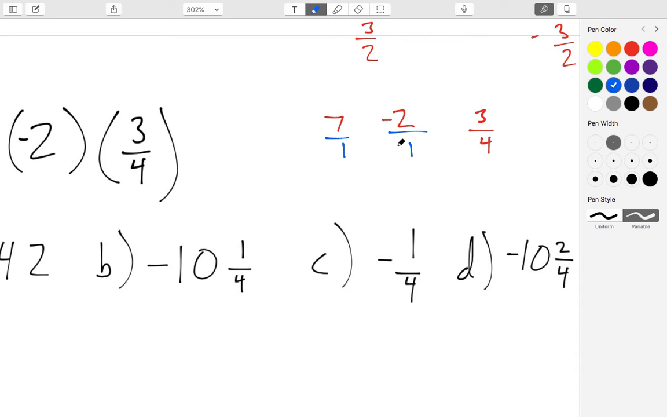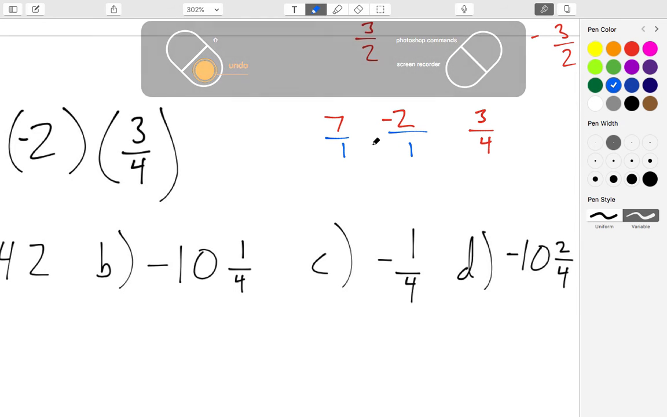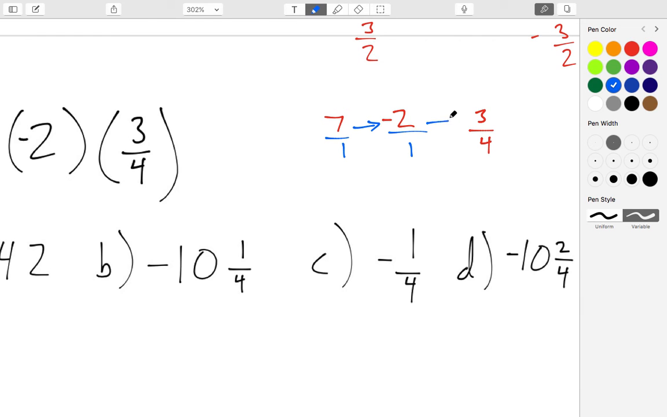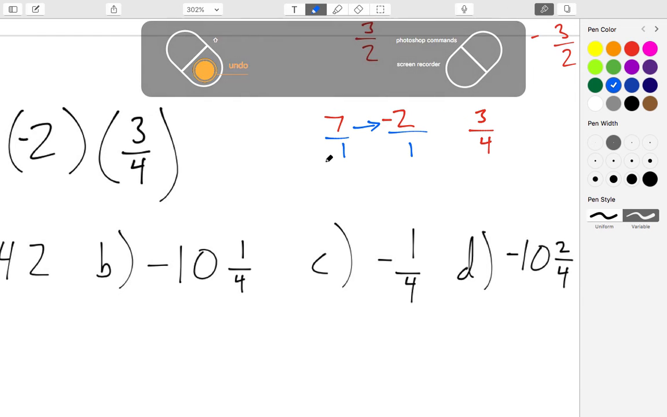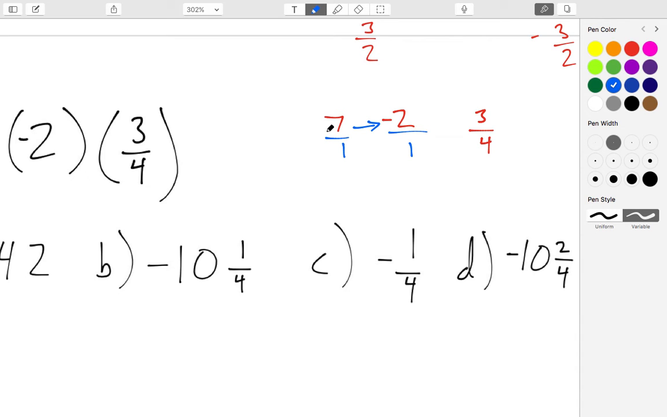Now the reason you want to set it up to where you see all the numerators and all the denominators. How do you multiply fractions, guys? Do I multiply diagonally? No. Okay, so how am I going to multiply it? Straight across. Yes, that's right. So numerators with the numerators, denominators with the denominators. What's 7 times negative 2? Negative 14. What is 1 times 1? 1. And then I'm going to just rewrite this 3 over 4.